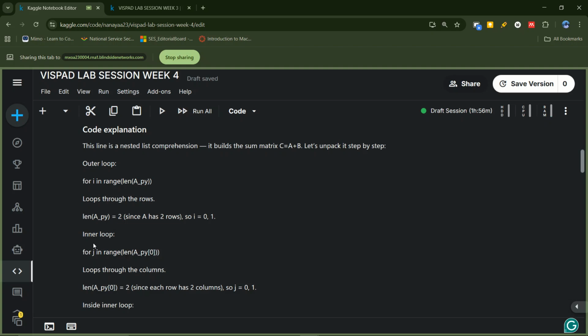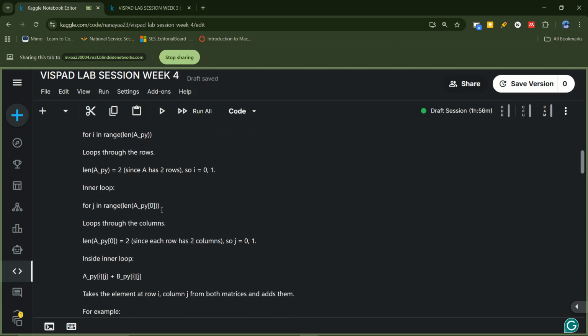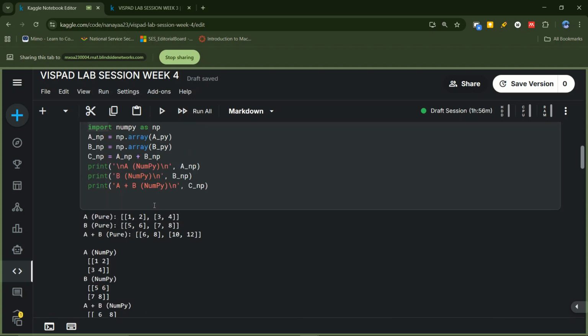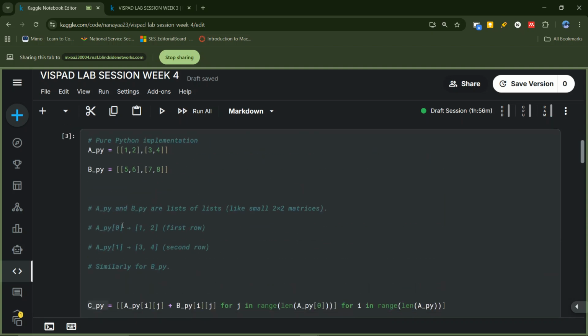Then we have the inner loop. That is, for j in range of len A underscore py. What is it trying to do? It's trying to grab the position of 0. Remember we did this over here where we said A underscore py square bracket 0 is 1 2, right?